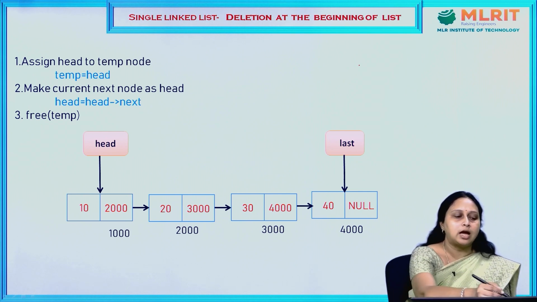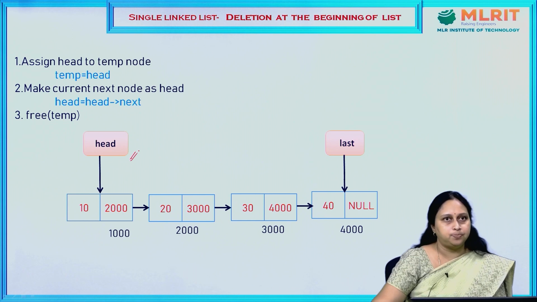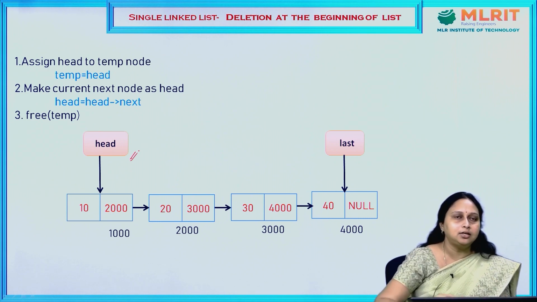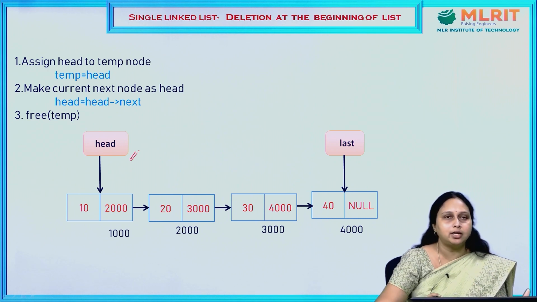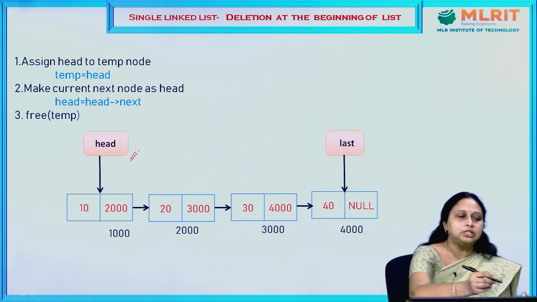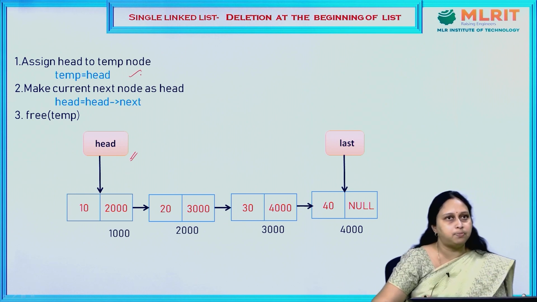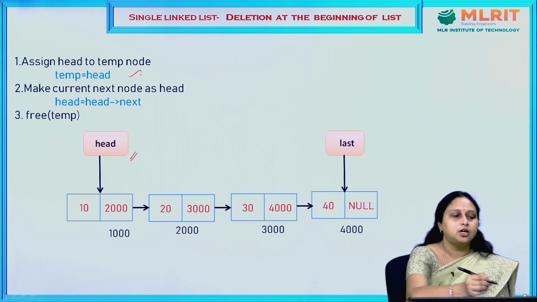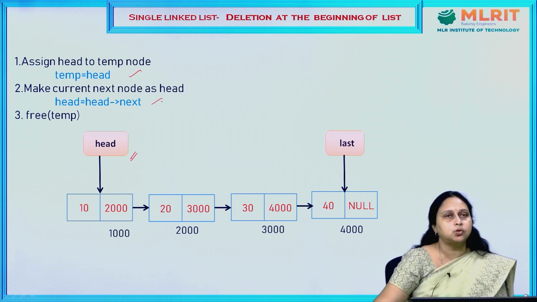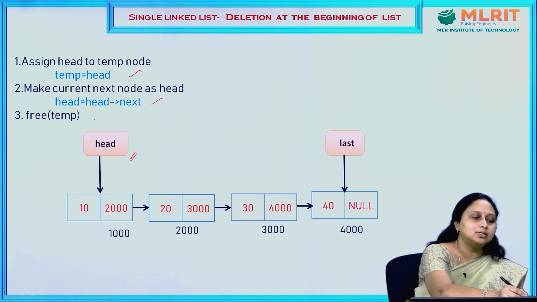Why? Because I can't directly remove the head node. Head represents the first node in the single linked list, and based on this head node, we need to traverse through the list. If I delete the head node directly, we are unable to traverse through the list to get the other nodes present in it. That's why first we need to initialize a temporary variable to head. After that, we move head to the next node, that means head equal to head arrow next. And we release the temporary variable.